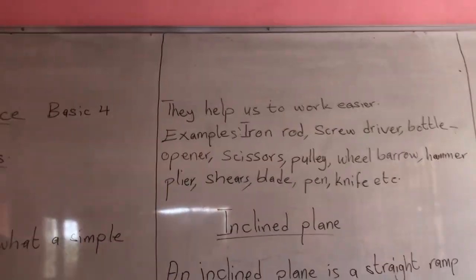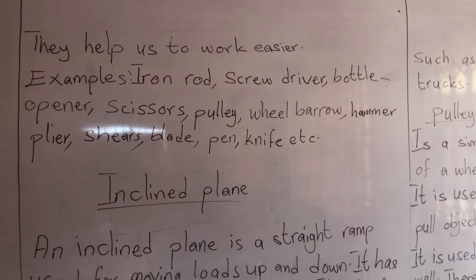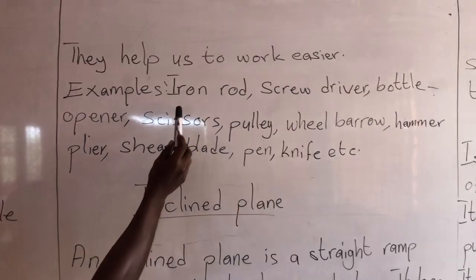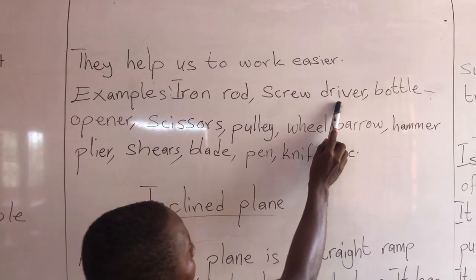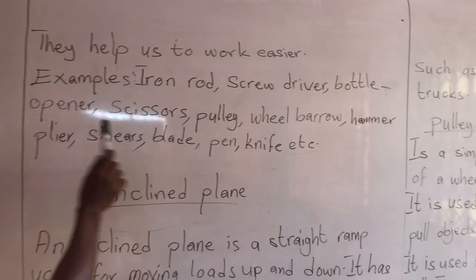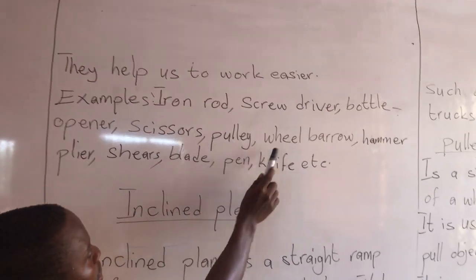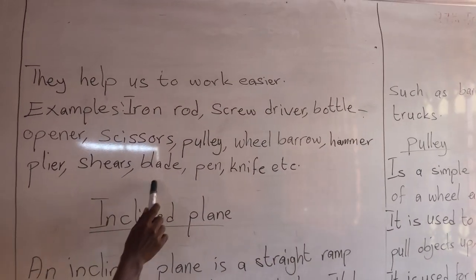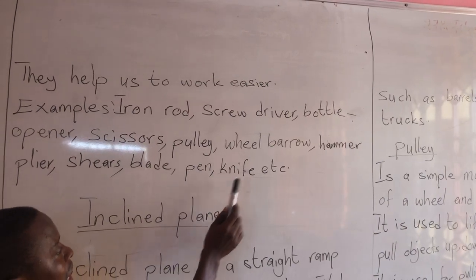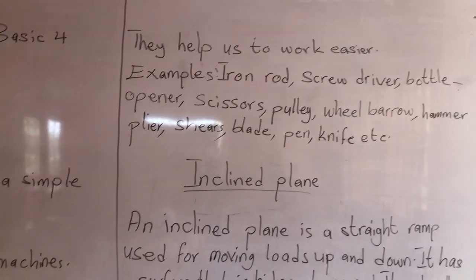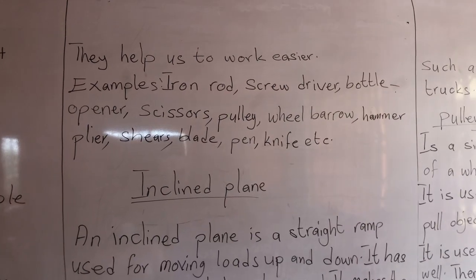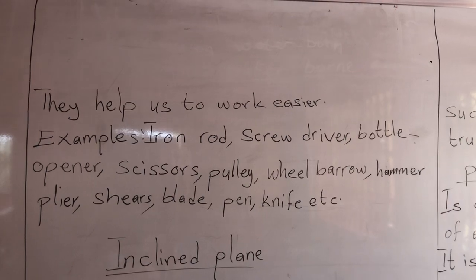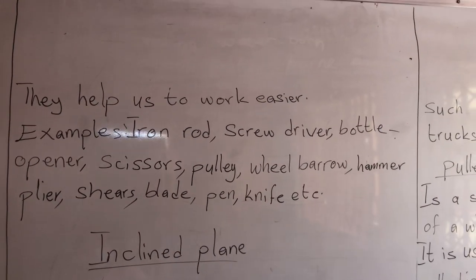Now let's continue to look at some examples of simple machines. Simple machines help us to work easier. We have iron rod, screwdriver, bottle opener, scissors, pulley, wheelbarrow, hammer, plier, shears, blade, pen, knife. We have many more, as we can name at home. We have many tools that help us to work easily at home. It's a simple machine.